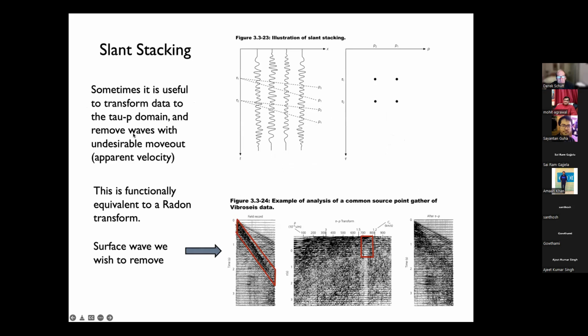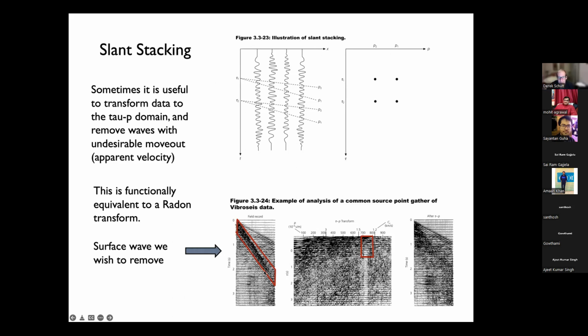Slant stacking. Sometimes it's useful to transform data to the tau-p domain and remove waves with undesirable move out. So to convert things to tau-p, we basically pick a slope and an intercept and then stack all the data along that slope and intercept. And here are 4 examples of these 4 lines. And we would do this for all values of p and all values of tau.